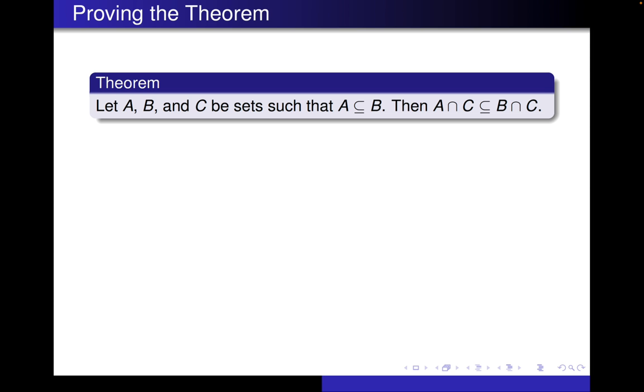All right, so let's prove our theorem. Here's the statement of our theorem. Let A, B, and C be sets such that A is a subset of B. Then A intersects C is a subset of B intersects C.